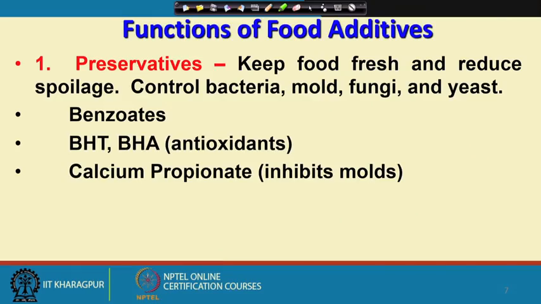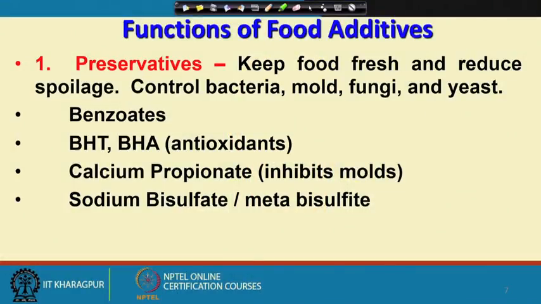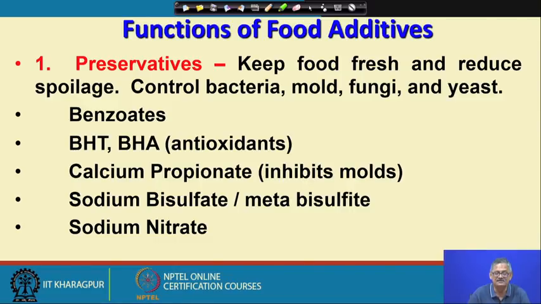Example, benzoate. In many cases, benzoates are added, right? Or BHA, that is butylated hydroxy anisole, or BHT, that is butylated hydroxy toluene. In that case, this is called an antioxidant. Or calcium propionate that inhibits molds. So, these can be additives or preservatives. And then sodium bisulfite or metabisulfite, in many cases they are also used as preservatives, right?